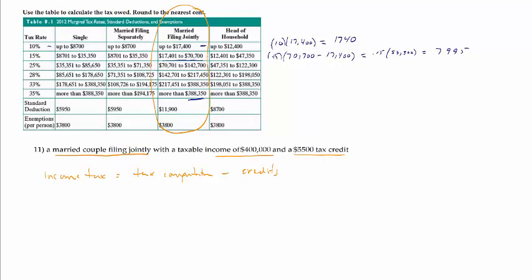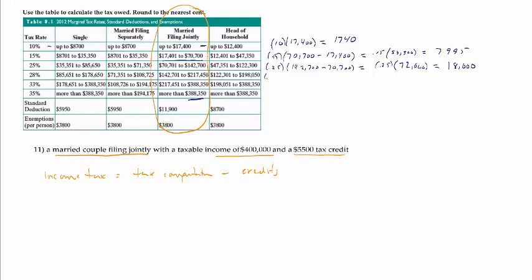I've got to keep going. My next tax bracket is at 25%. Since I'm above that, I'm going to pay 25% on whatever's in that range. So 142,700 minus the 70,700. So 0.25 times that difference, which is $72,000. And so I will have a tax of $18,000 for that portion of my income.